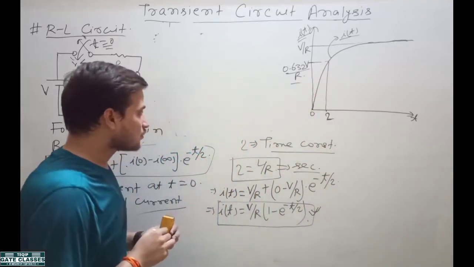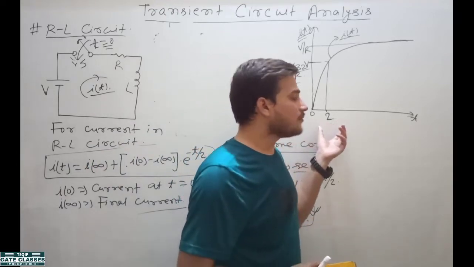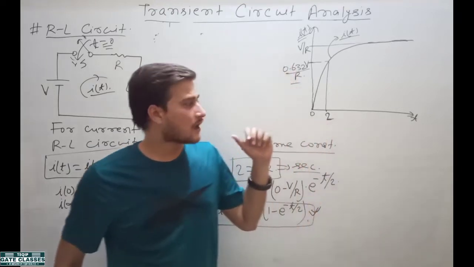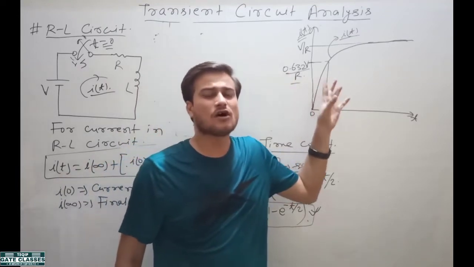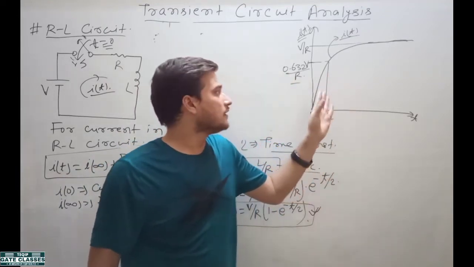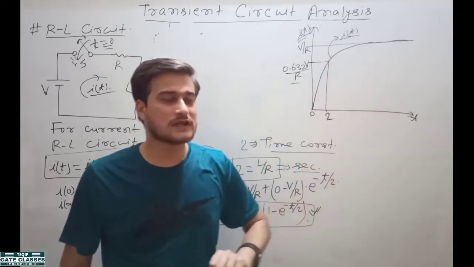That means you can say the time constant is defined as the time taken to reach 63.2% of the final value of the current, or the quantity, in the case of an exponential graph.